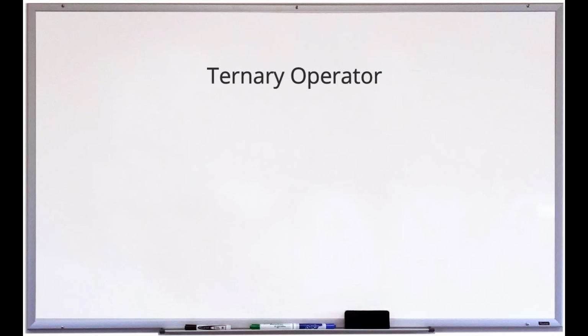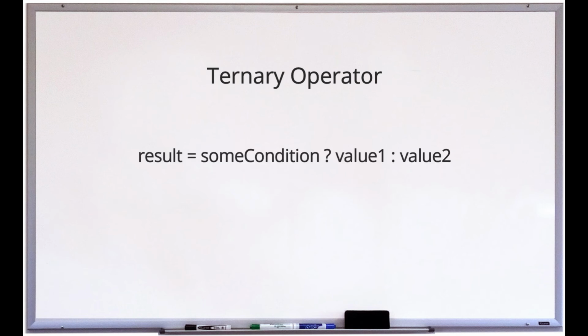Next is the ternary operator. This conditional operator is question mark, colon. It requires 3 operands. It can be thought of as a short form for an if-then-else statement. We are going to learn conditional statements in the next video. For the time being, just understand that this operator will assign the first value to result if some condition is evaluated true, otherwise it will assign the second value.